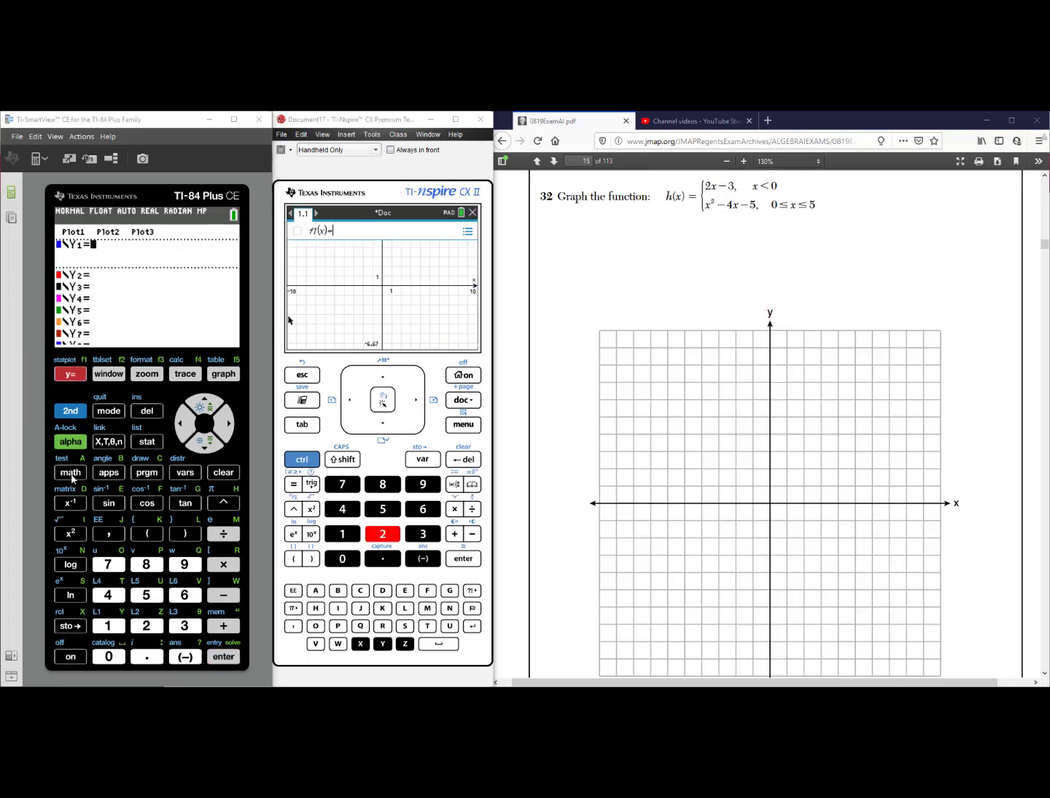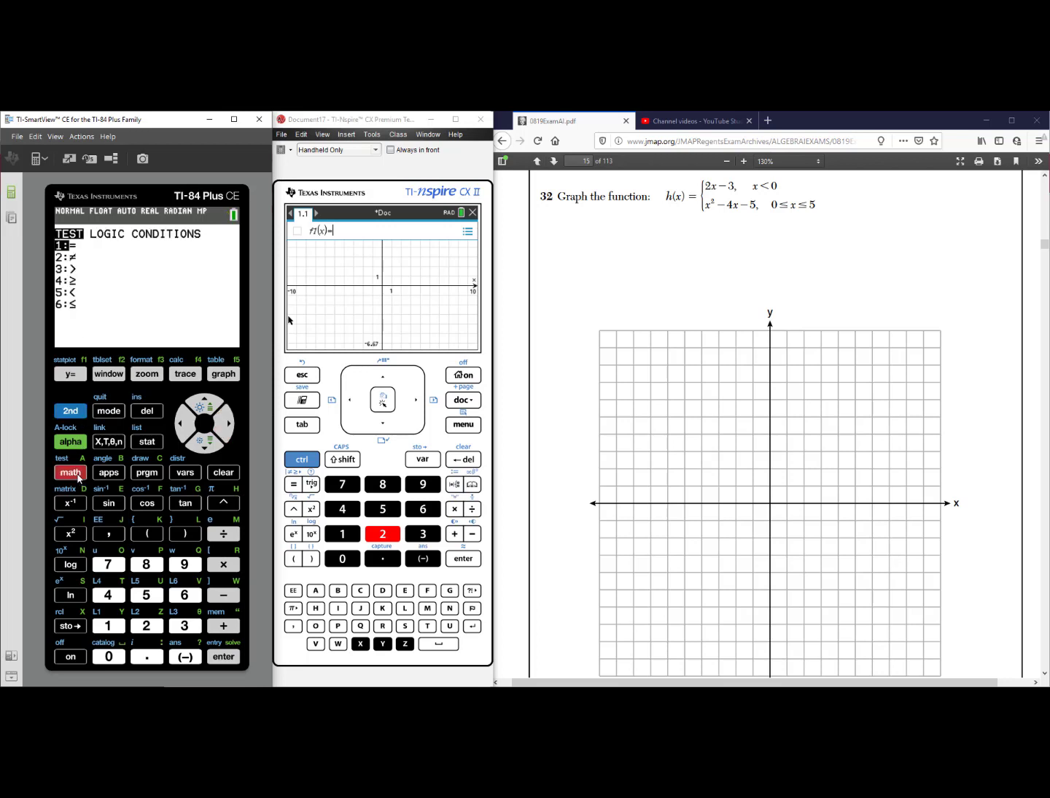Question 32. Graph h of x, which is a piecewise function. The TI-84 plus CE happens to have a piecewise template. Press Math, up arrow twice, and select piecewise. In our problem, we have 2 pieces, so left arrow once and select 2, then choose OK. Enter in 2x minus 3. Right arrow, and now we put in our condition.